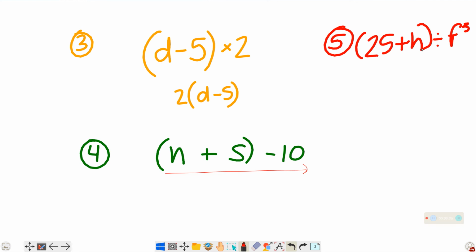Another way you could write this is 25 plus H for the sum, and then divide that by F cubed. This one doesn't need parentheses because the numerator is already grouped as its own piece.